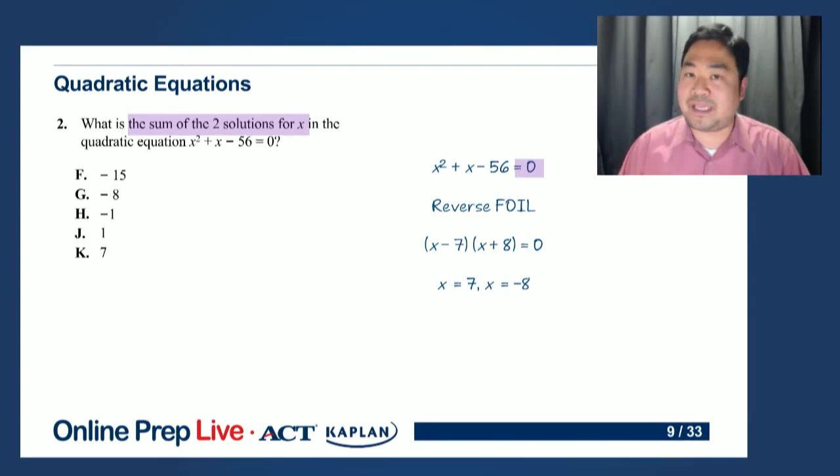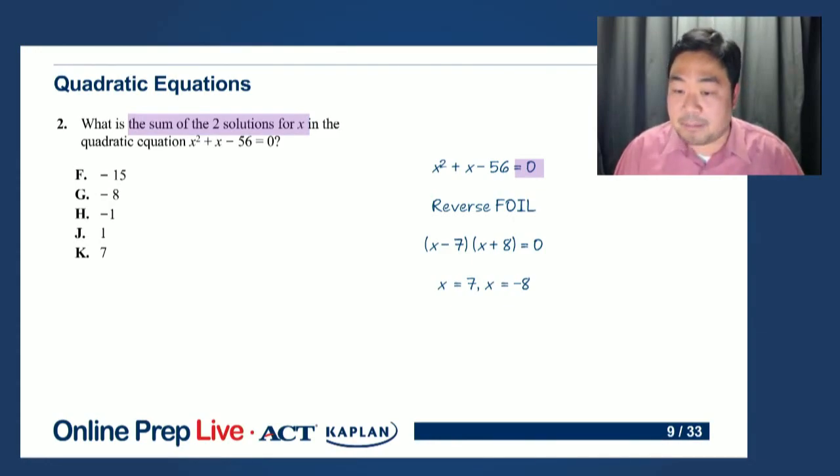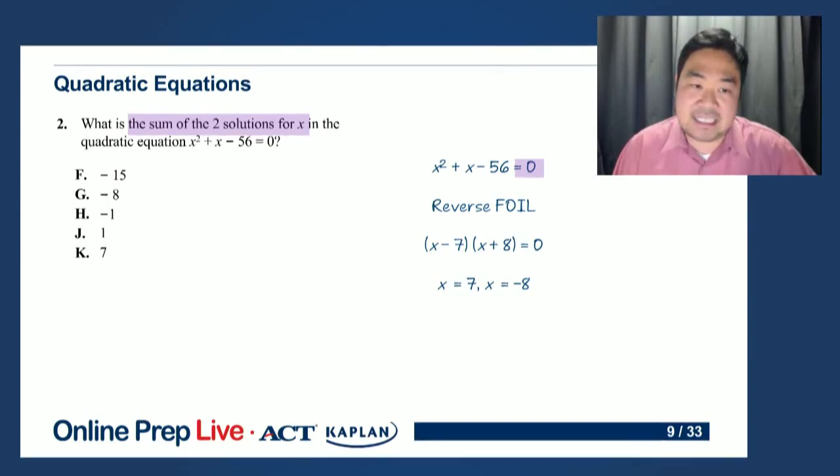But wait a minute, are we done? Oh, this question's not asking you for what x is. If it did, there would actually be two answers, and the ACT will never do that to you, where the two answer choices are the same. They will not try to throw you off like that. The question is asking simply for the sum of the two solutions. And as we see here, the last step, add up those two numbers. 7 plus negative 8 gives you negative 1. Answer choice H is your correct answer here.